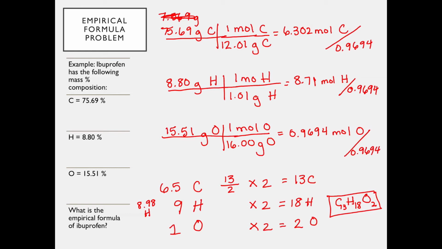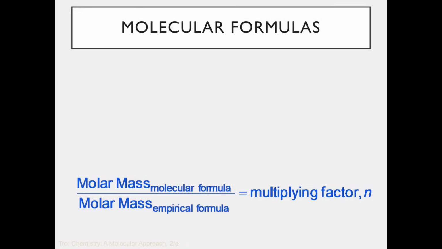So the first step, like we said, we're going to take all of our masses, turn them into percents, divide by the molar masses to get them to moles, divide by the smallest number of moles to get our ratio, and then you may have to multiply by some number to get them into whole numbers. And then you have your subscripts. So that's for empirical formulas.